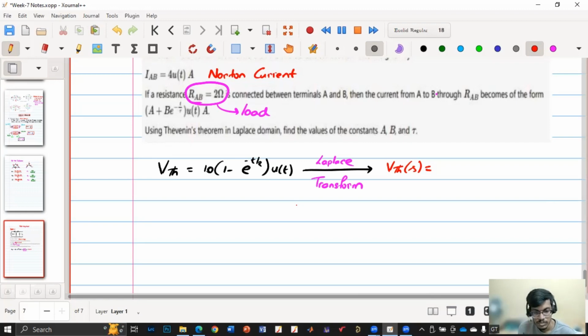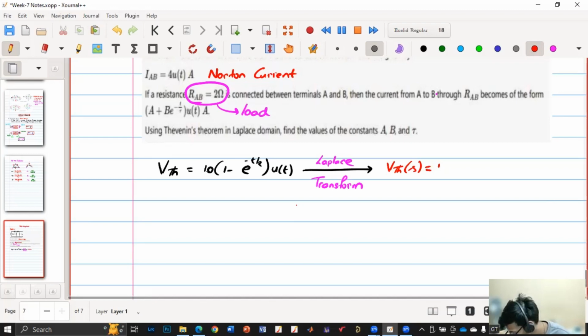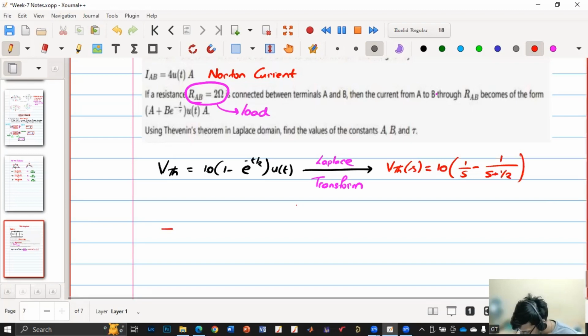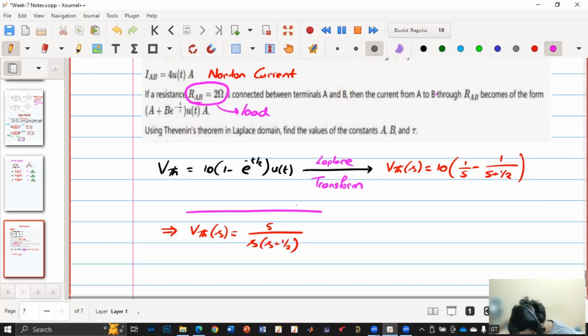10 into 1 by s minus 1 divided by s plus t by 2. Yes, s plus 1 by 2, because t will be removed, only the constant. Now, if I simplify this, you also simplify, we will get something like this: 5 by S into S plus half. So this is my Thevenin voltage in S domain.